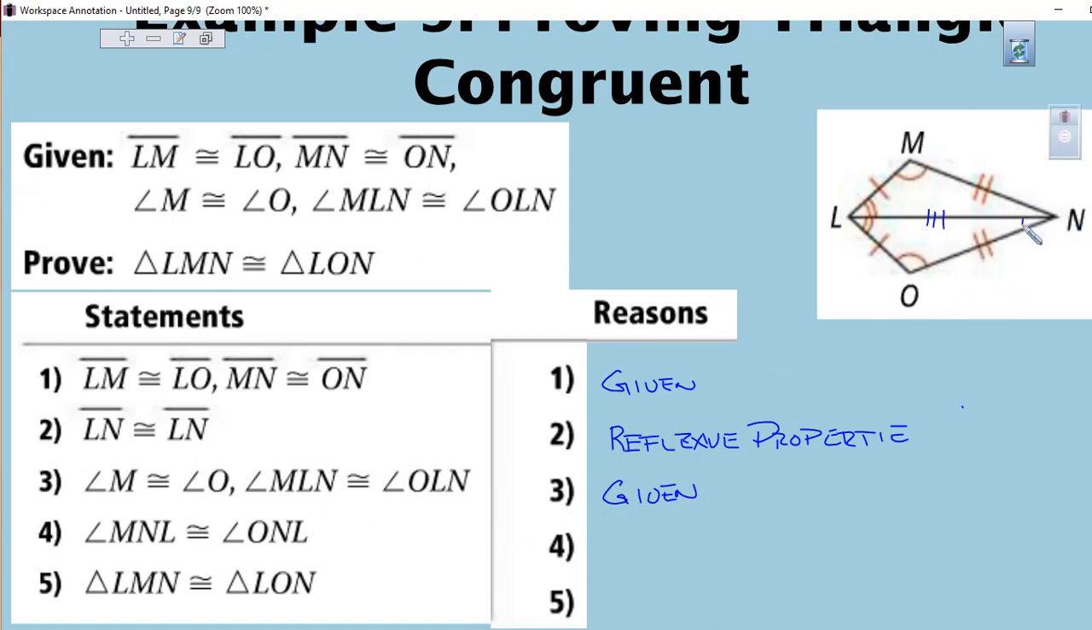So now we're looking at this one here, angle MNL congruent to ONL. So why are these two congruent? Well, if 2 angles of one triangle are congruent to 2 angles of another triangle, then their third angles are congruent. So our reason for this would be the third angles theorem.